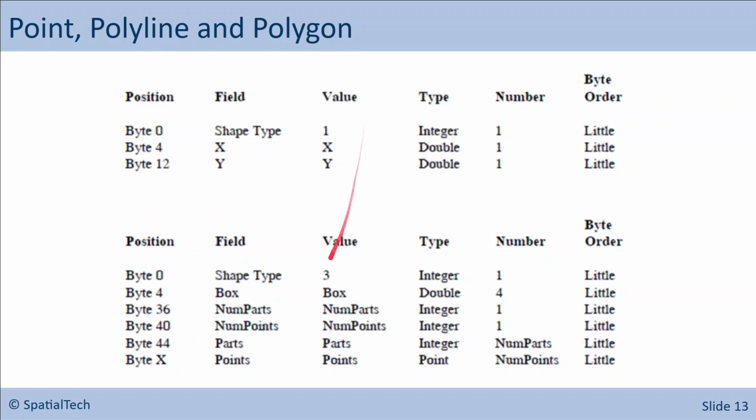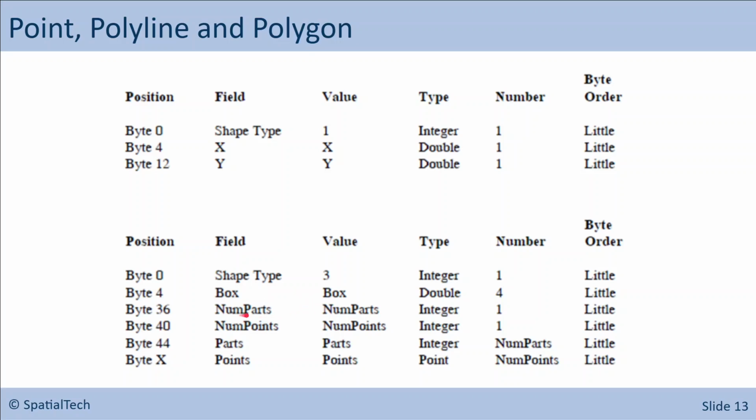Polylines and polygons are different. You still have the shape type, it starts the same, but then it has a box, a minimum bounding rectangle. The minimum bounding rectangle for the entire data set in the header and the minimum bounding rectangle for the shape at this level are very important because you can quickly assess, hey, do I need to draw this feature on the screen? Is it inside or does it intersect with my map area? If it does, then I need to draw it. If it doesn't, then I can just not bother. So it's optimized that way.